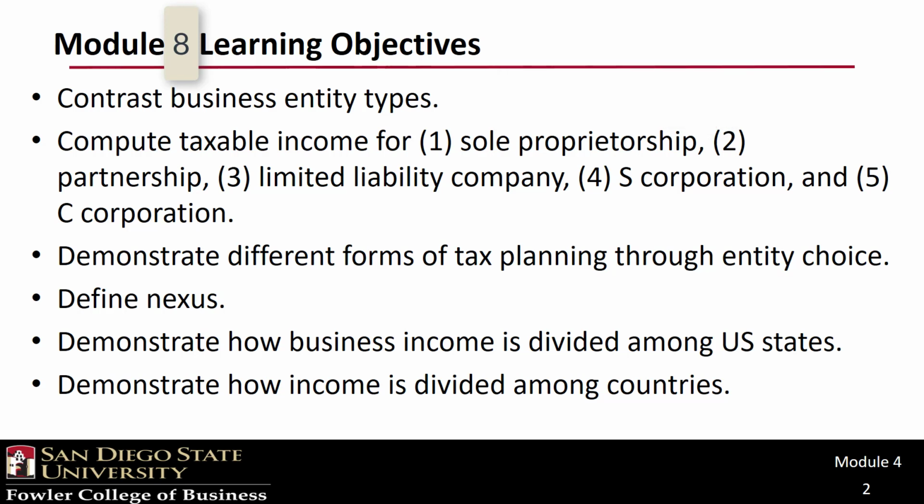So here's our Module 4 learning objectives. We're going to examine the different typical entities, and see how they might compute taxable income differently. And if you remember Jim and Pam from Module 1, we're going to show more examples of how entity choice makes a difference. Then we're going to turn our attention to jurisdictional issues.